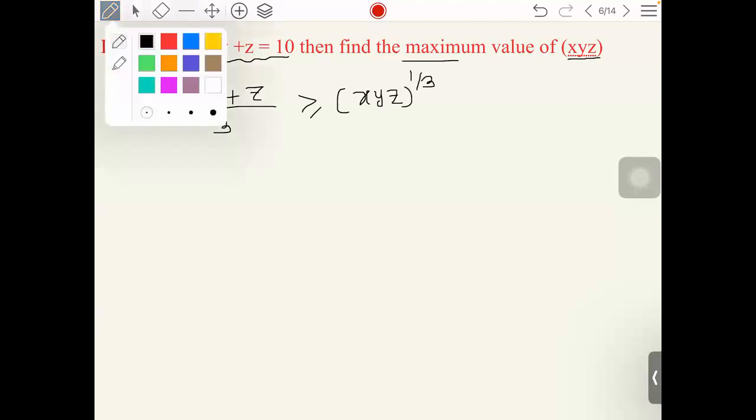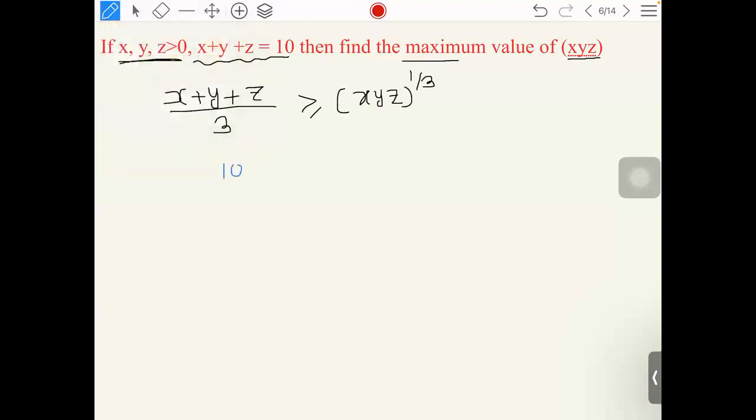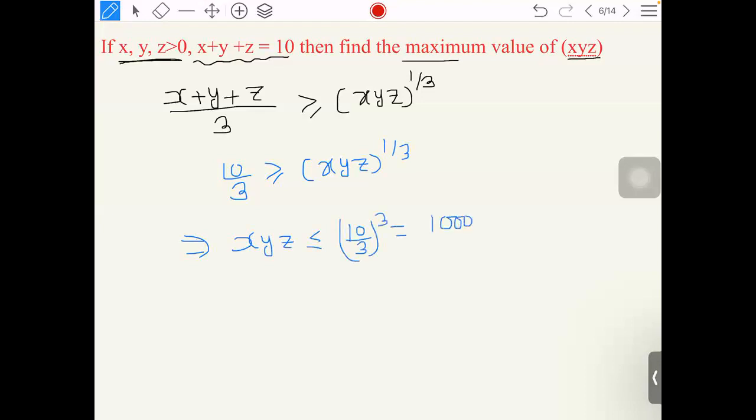Now we know the value of x plus y plus z, it is 10. So we can write 10 by 3 is more than or equal to xyz raised to 1 by 3. Or we can write the final result as xyz is less than or equal to 10 by 3 whole cube, or 1000 upon 27. So the maximum value of x into y into z is 1000 divided by 27. Please see this. I'm leaving it for 1 minute. Then I'll move ahead.